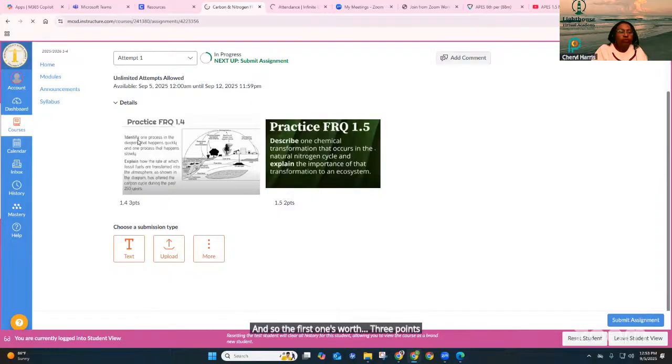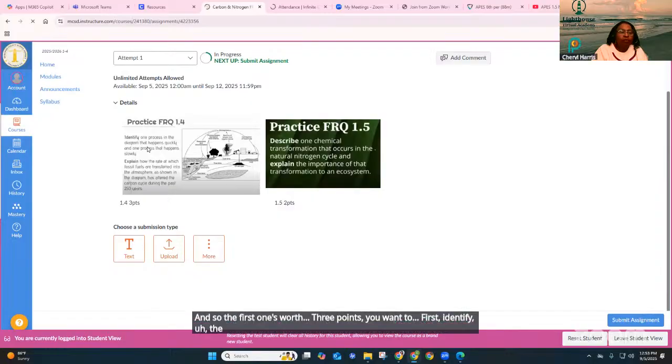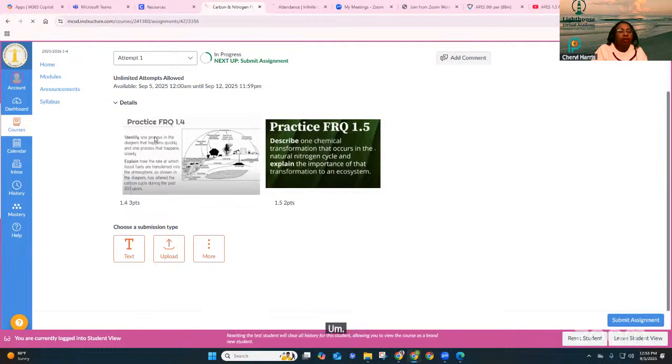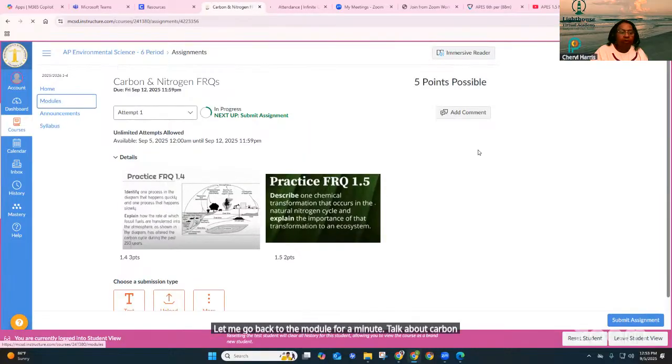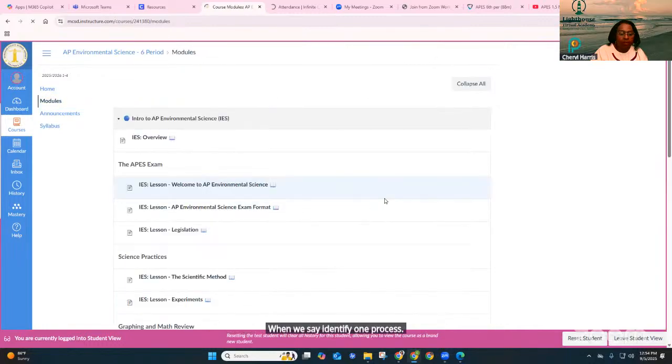You want to first identify the process by which the diagram, so look at the diagram, study the cycle, identify one. No, but you can enlarge that. So remember, there's several processes. Let me go back to the module for a minute. Talk about carbon. When we say identify one process, carbon cycle.